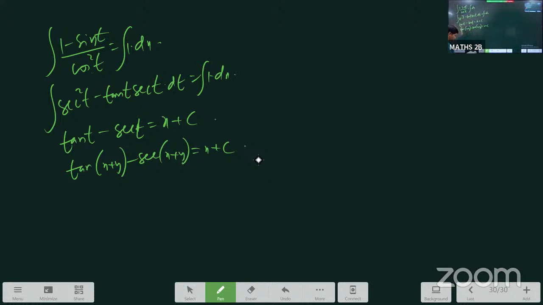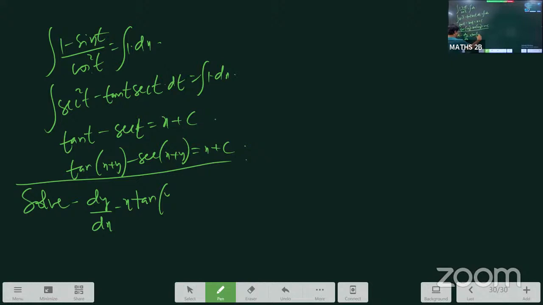Is it clear? This also, you have a look. Solve dy by dx minus x tan of y minus x equal to 1. Same approach again. See, x into tan of y minus x, I can't do variable separable. So what am I going to do? Put y minus x equal to t.